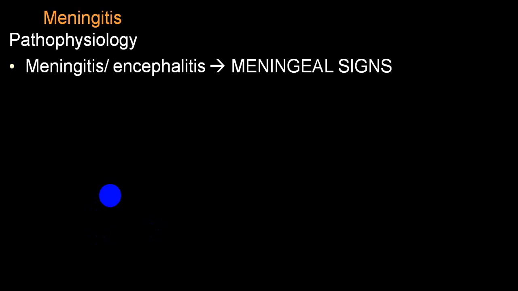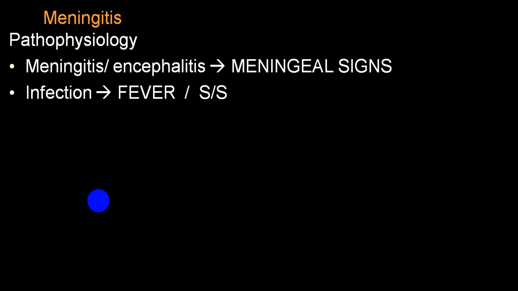So once there is an involvement of meninges, you get an irritation of meninges and you get a reflex spasm of the muscle, giving rise to meningeal signs in the form of neck rigidity, Kernig sign and Brudzinski sign. Because of liberation of the toxins and inflammatory mediators, the person will have symptoms like fever, headache, body ache, etc.